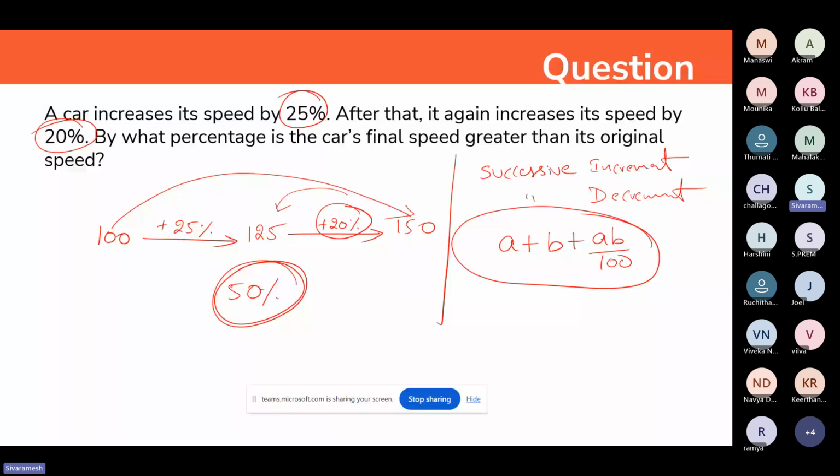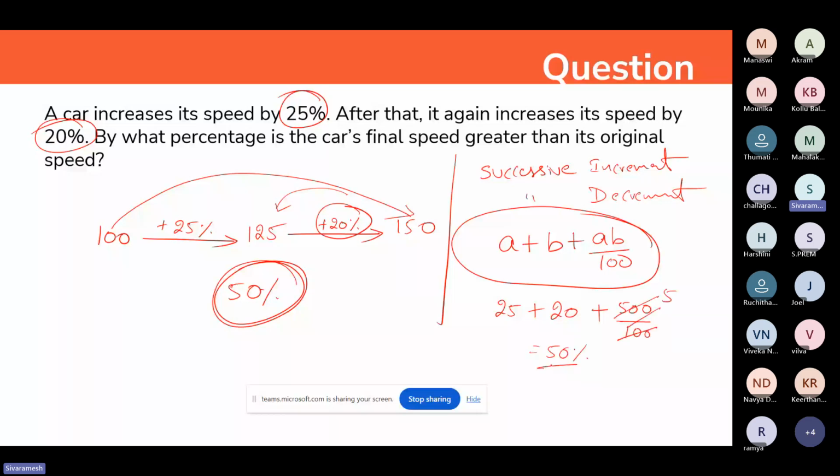For a, the first time, how much got increased? 25. Second time, how much got increased? 20. So the first increment is 25%, the second increment is 20%. Now what's the value of ab? a into b, 25 into 20, which is nothing but 500 by 100. So 100 once, 100 five times, that is 5. So 25 plus 20 plus 5 equals 50%, which is the overall change.